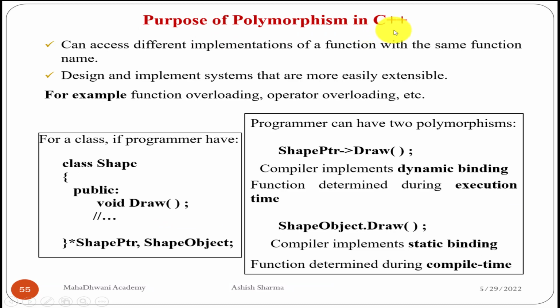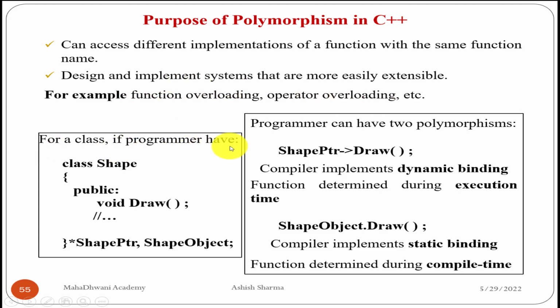Purpose of polymorphism in C++. One: the programmer can access different implementations of a function with the same function name. Different implementations of the same function with the same function name. Second: design and implement systems that are more easily extensible. So implement the system and extend it as per the requirement, enhance the definitions as per the requirement. For example, function overloading, operator overloading, etc.